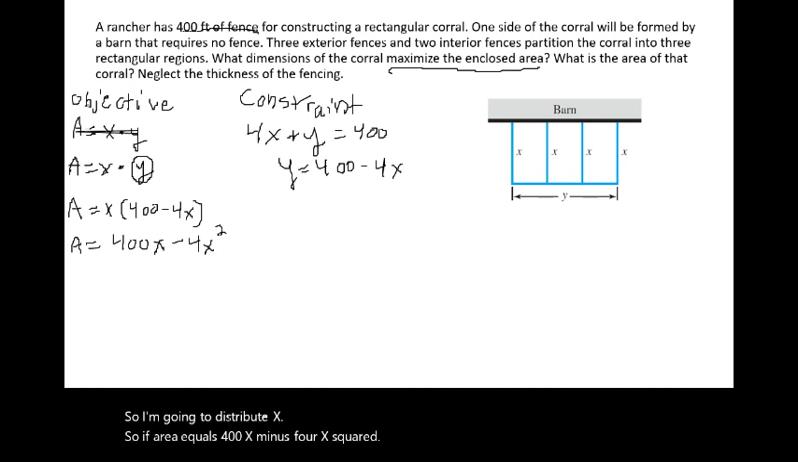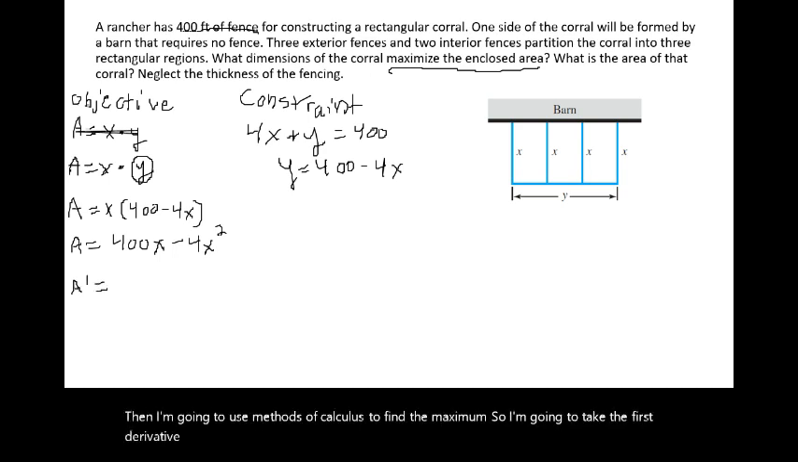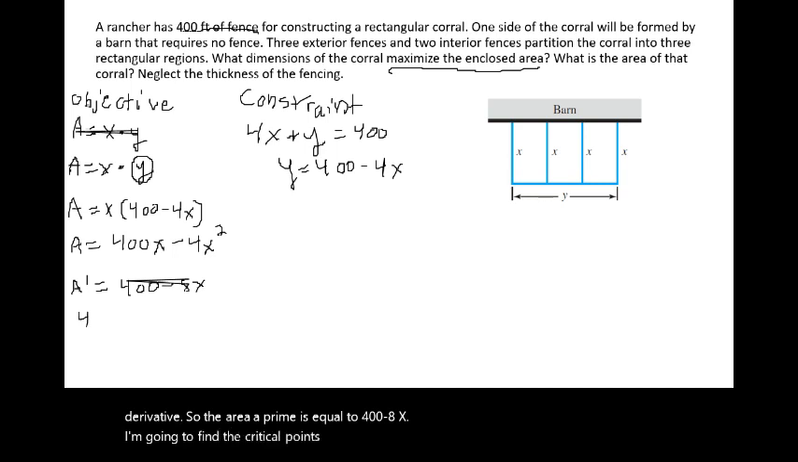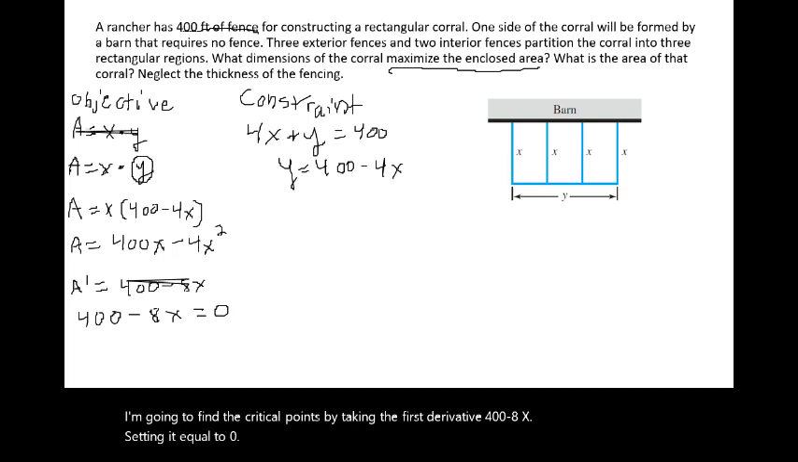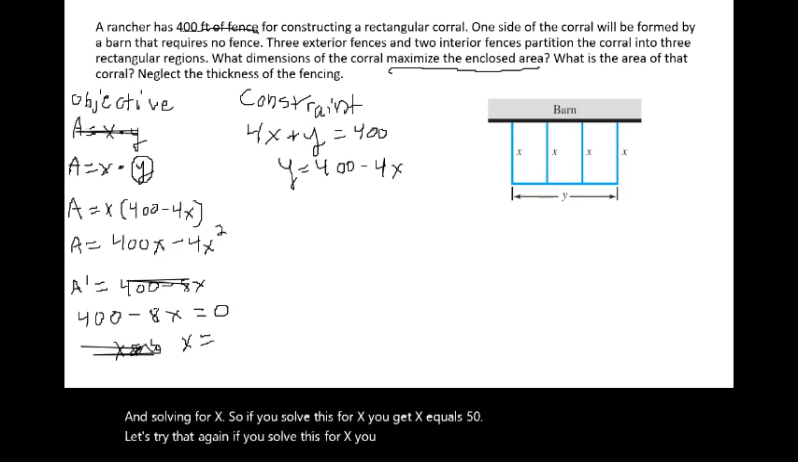Then I'm going to use methods of calculus to find the maximum. So I'm going to take the first derivative. So A prime is equal to 400 minus 8x. I'm going to find the critical points by taking the first derivative, 400 minus 8x, setting it equal to 0, and solving for x. If you solve this for x, you get x equals 50. I'm sorry, I have a glitchy stylus and I don't know how to fix it.